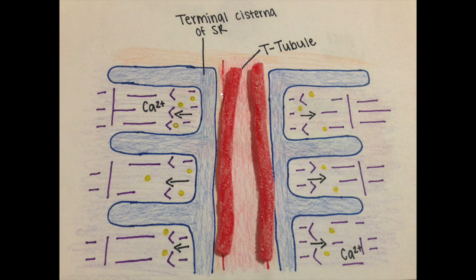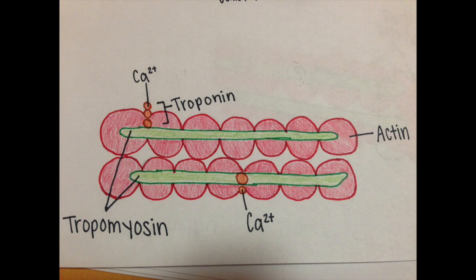This causes the calcium gates to open in the sarcoplasmic reticulum. In the picture, the calcium is leaving the blue portion, which is the sarcoplasmic reticulum. When calcium is released by the sarcoplasmic reticulum, it binds to the troponin. Calcium is the orange dot on top of the red.